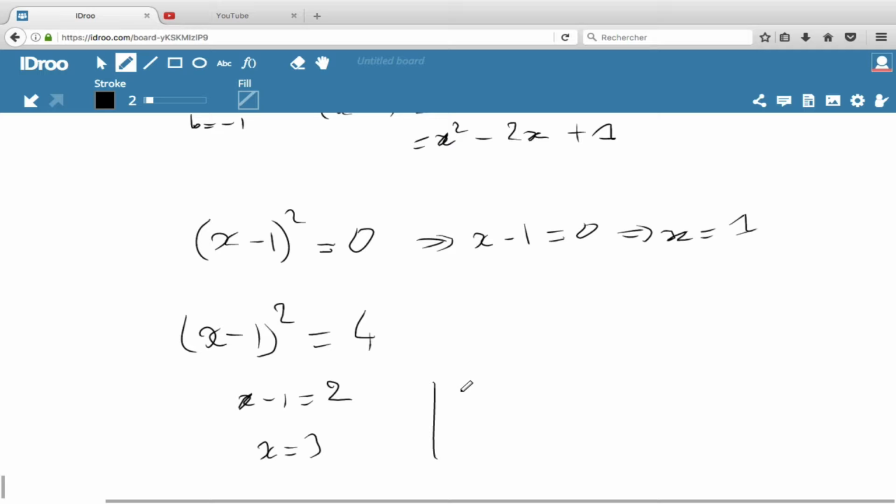But you have to manage with the other part. The other part is x minus 1 equals minus 2, because minus 2 to the square equals 4 also. So you need to not forget that.